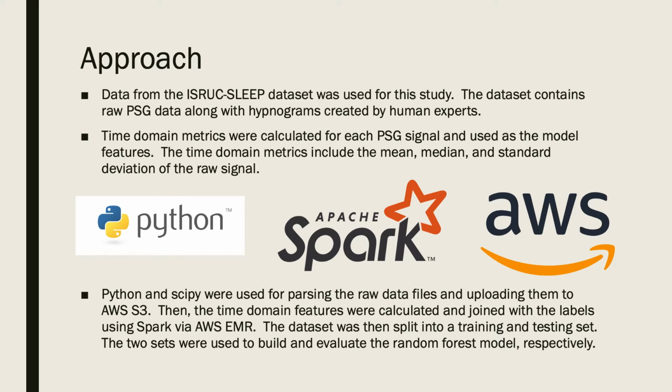Python and SciPy were used for parsing the raw data files and uploading them to AWS S3. The raw data files were in MATLAB format, so I had to use SciPy to parse them into CSVs. And then time domain features were calculated and joined with the labels using Spark via AWS EMR. So using Spark, we're able to load the parsed CSV raw files and then calculate the mean, the median, and standard deviation of each PSG signal, and then join that with the human experts' labels.